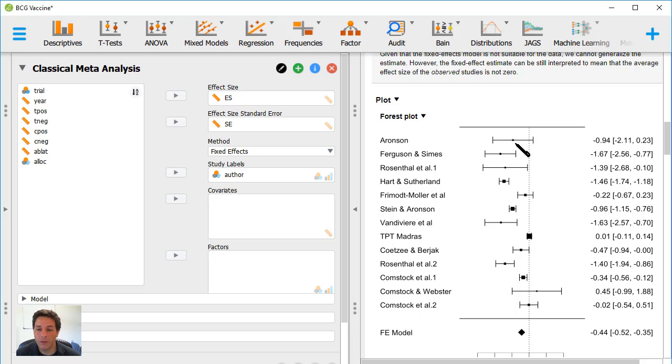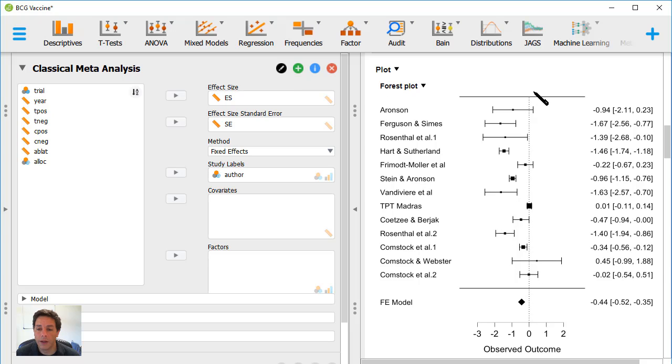And here we've got represented graphically what we've got here numerically. So that's the point estimate, and the error bars indicate the confidence interval of the effect size. Now this vertical line indicates the value 0. So as you can see, most of the effect sizes are on the negative side. This one is 0, well, 0.01. This one is on the positive side, but most of them are on the negative side.